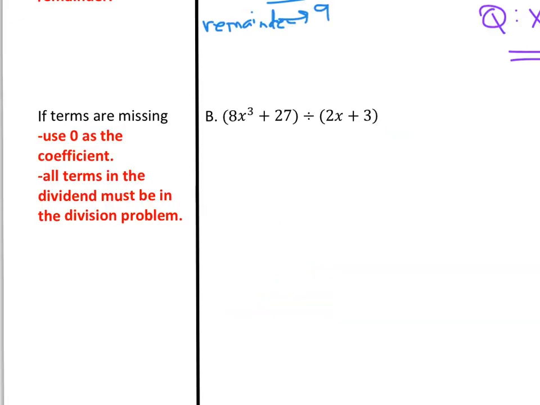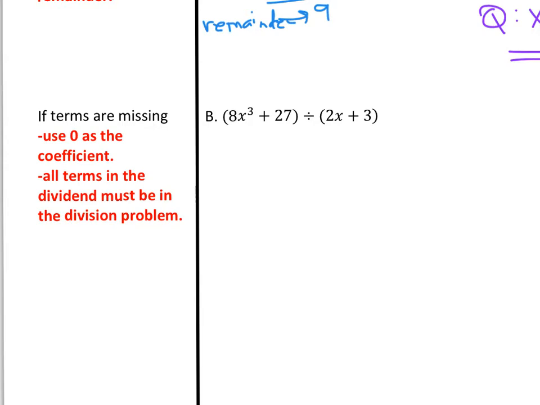If a term is missing in the original dividend, we use zeros as the coefficient. And what I mean by missing terms is once you know your lead term, all the terms with degrees smaller than that, or exponents smaller than that. All terms in the dividend must be in the original division problem.